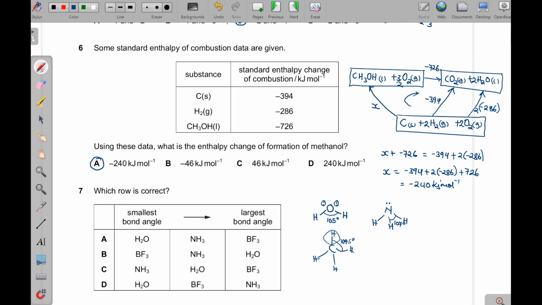Then boron trifluoride, this one is trigonal planar. So we have this one here, and the angle in here is just 120. This one we call trigonal pyramidal. Then this one we call bent shaped or angular, or we say nonlinear. So from the smallest is water, followed by ammonia, and then boron trifluoride. Actually, that is option A. As simple as that. Question 8.